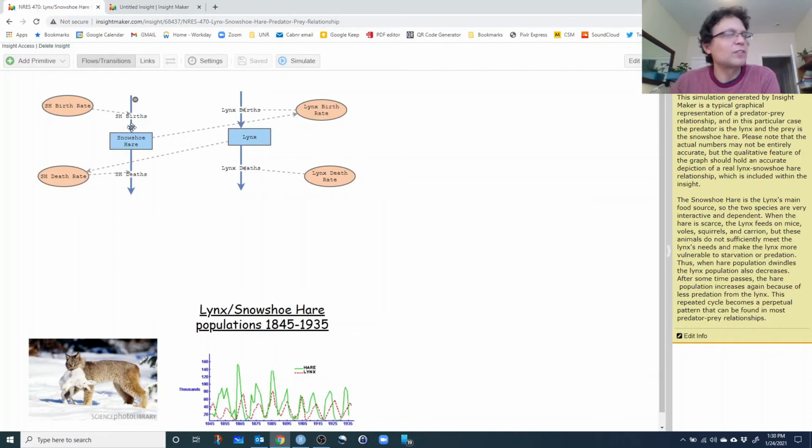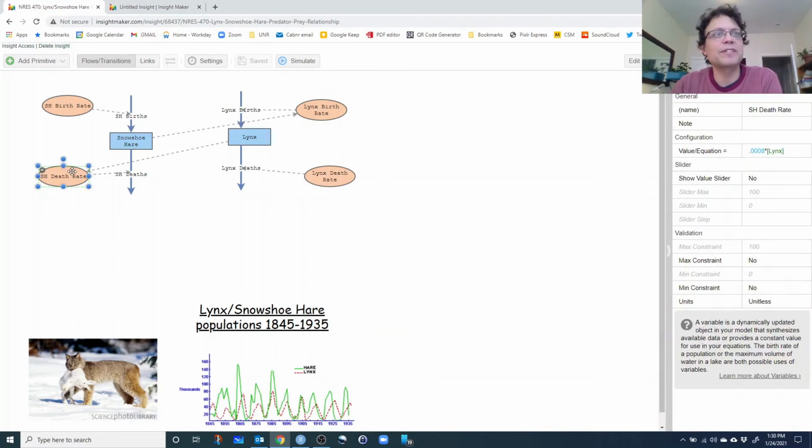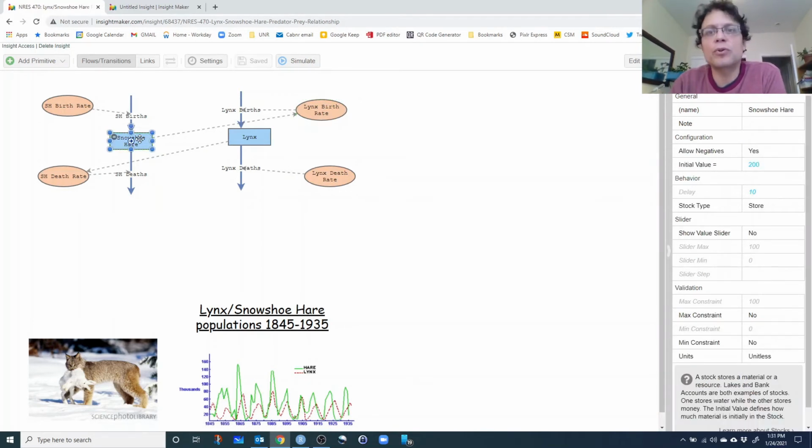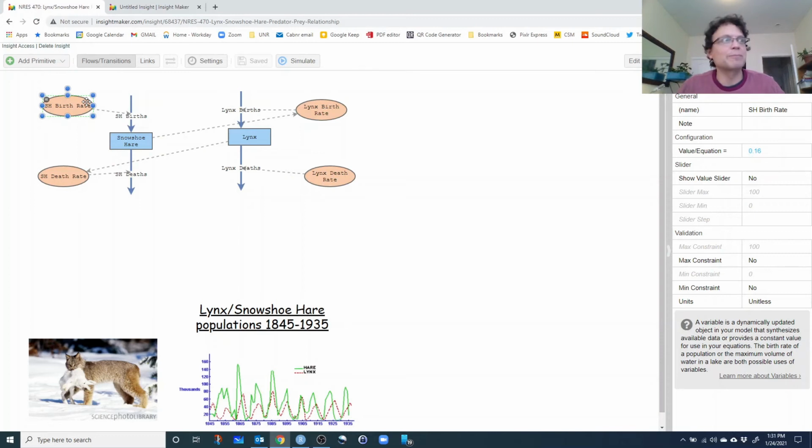But it's kind of interesting to look at how simple the relationships are that go into this model. For instance, the death rate of the snowshoe hare is just a proportion of the number of lynx in the landscape. That's a really simple relationship that describes the predator-prey relationship. And you can look at the birth rate of lynx as well, and you can see that the birth rate of lynx is just a proportion of the total number of snowshoe hare that are out in the landscape. So it's super simple. And everything else is just very simple as well.